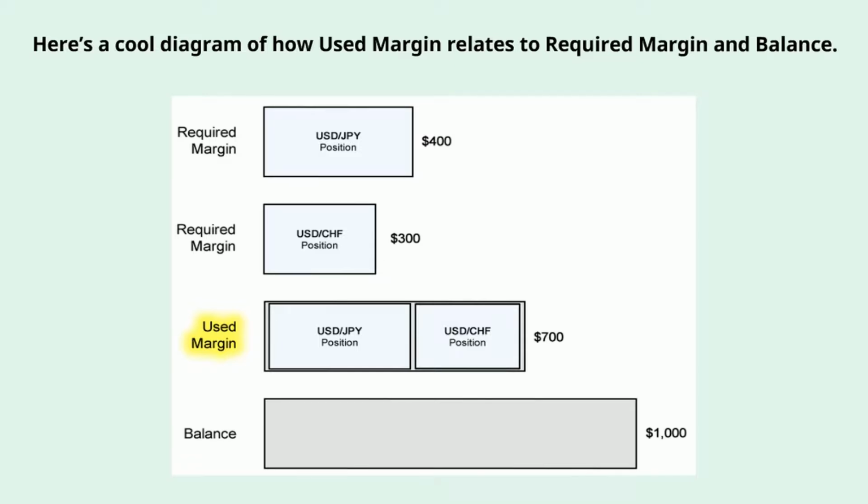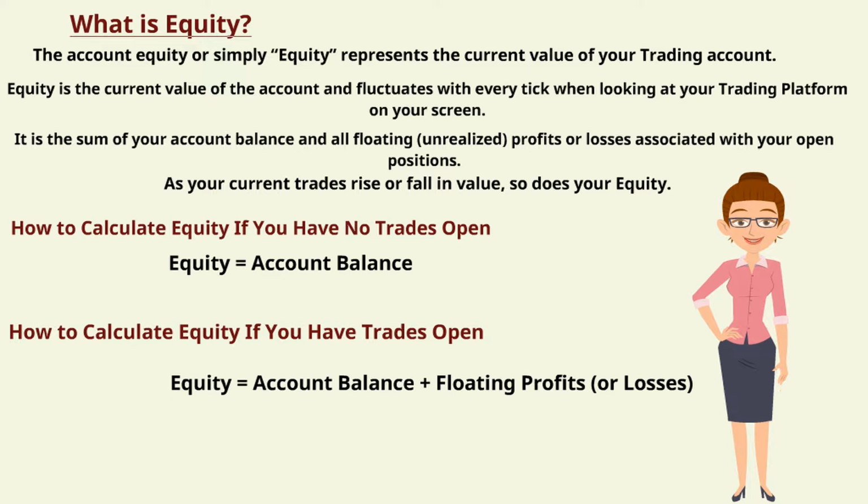So let's move on to discuss equity. What does equity mean? The account equity, or simply equity, represents the current value of your trading account. Equity is the current value of the account and fluctuates with every tick when looking at your trading platform on your screen. It is the sum of your account balance and all floating, unrealized profits or losses associated with your open positions. As your current trades rise or fall in value, so does your equity.